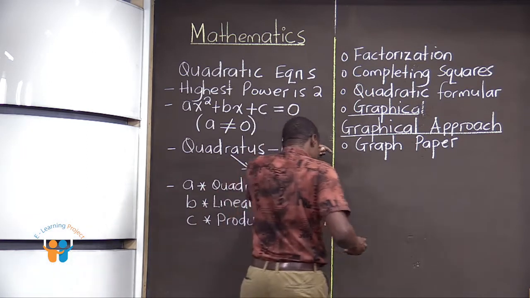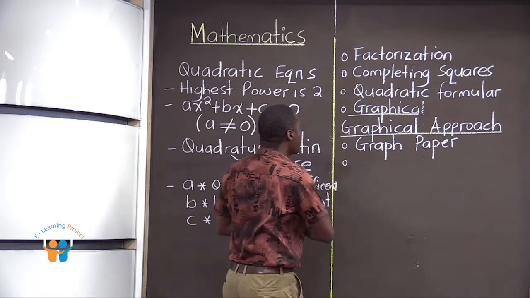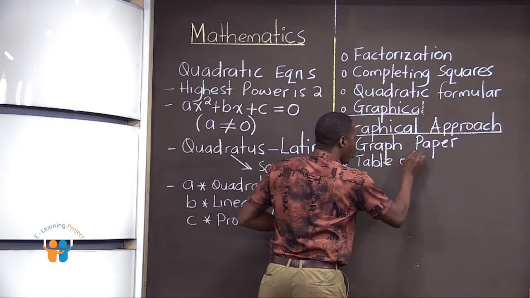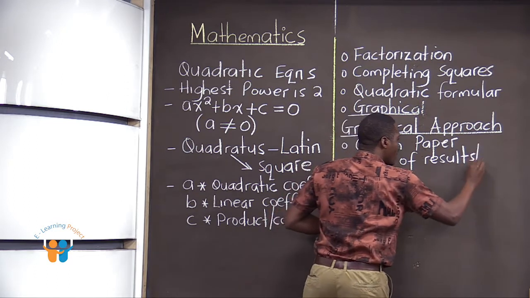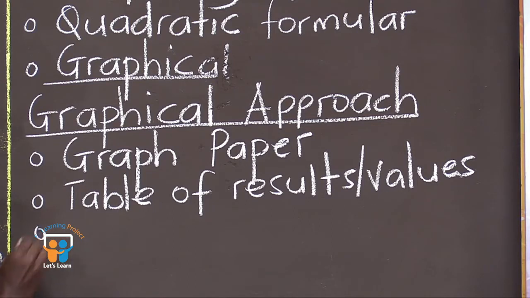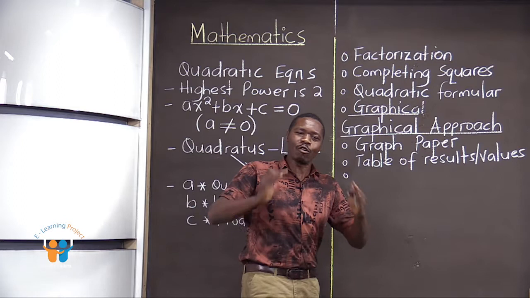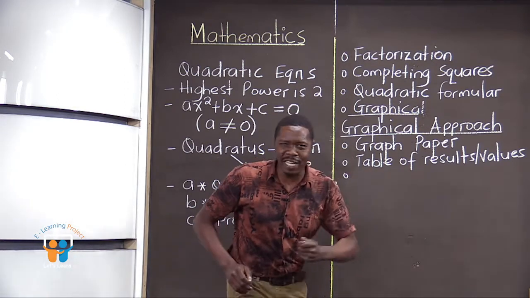And then, Mr. Examiner, sir, we also need to know that in the graphical approach, we need what we call a table of results, or you can call it a table of values. You cannot have the graphical approach without a table of results, because all the coordinates that you are supposed to plot on the graph paper, you have to get them from the table of results.